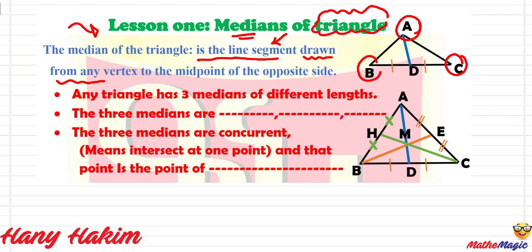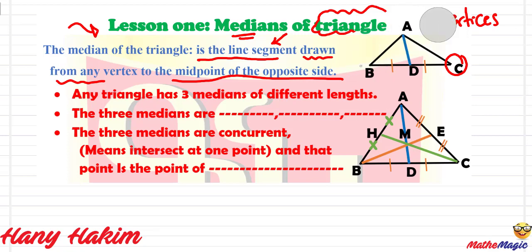A and C and B are the three vertices of the triangle. So if I draw from each vertex of them a line segment to the midpoint of its opposite side, I will draw the median. For example, here D is the midpoint of BC, so if I draw a line segment like AD starting from A to the midpoint of the opposite side, which is BC, I find AD is a median.